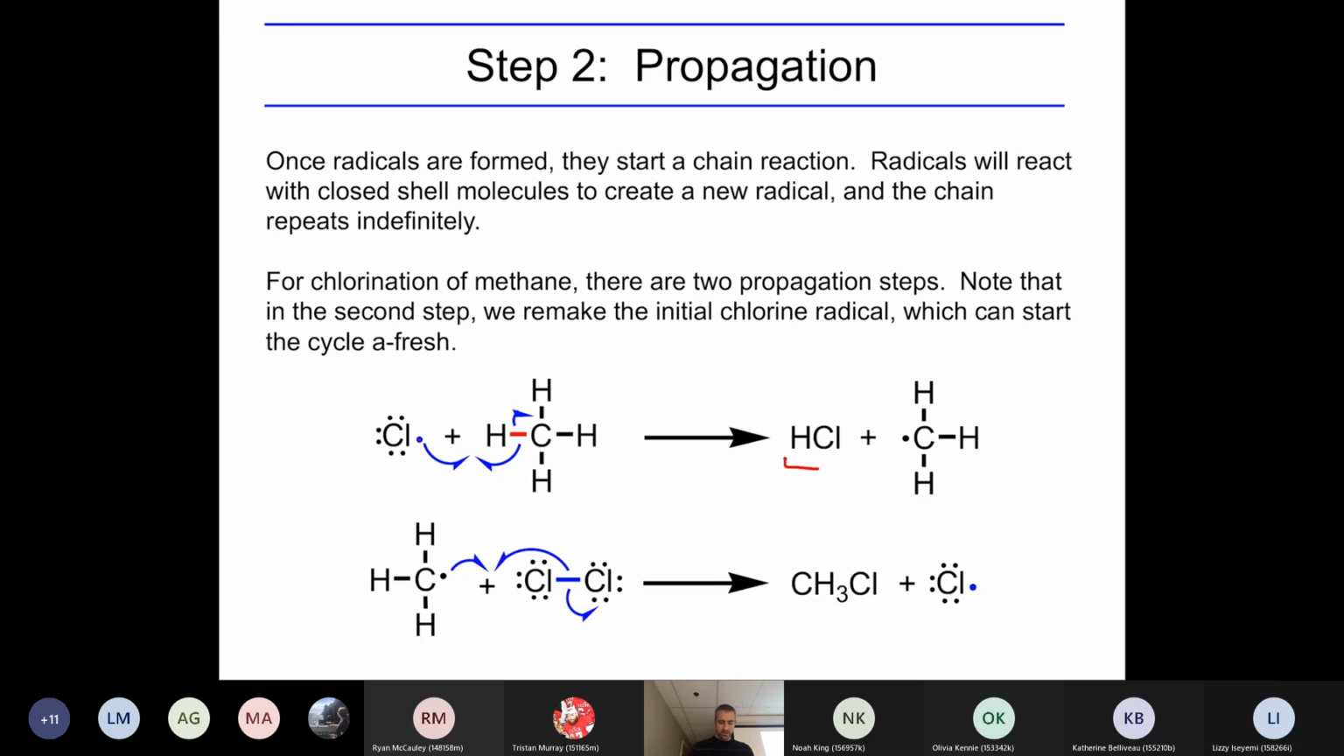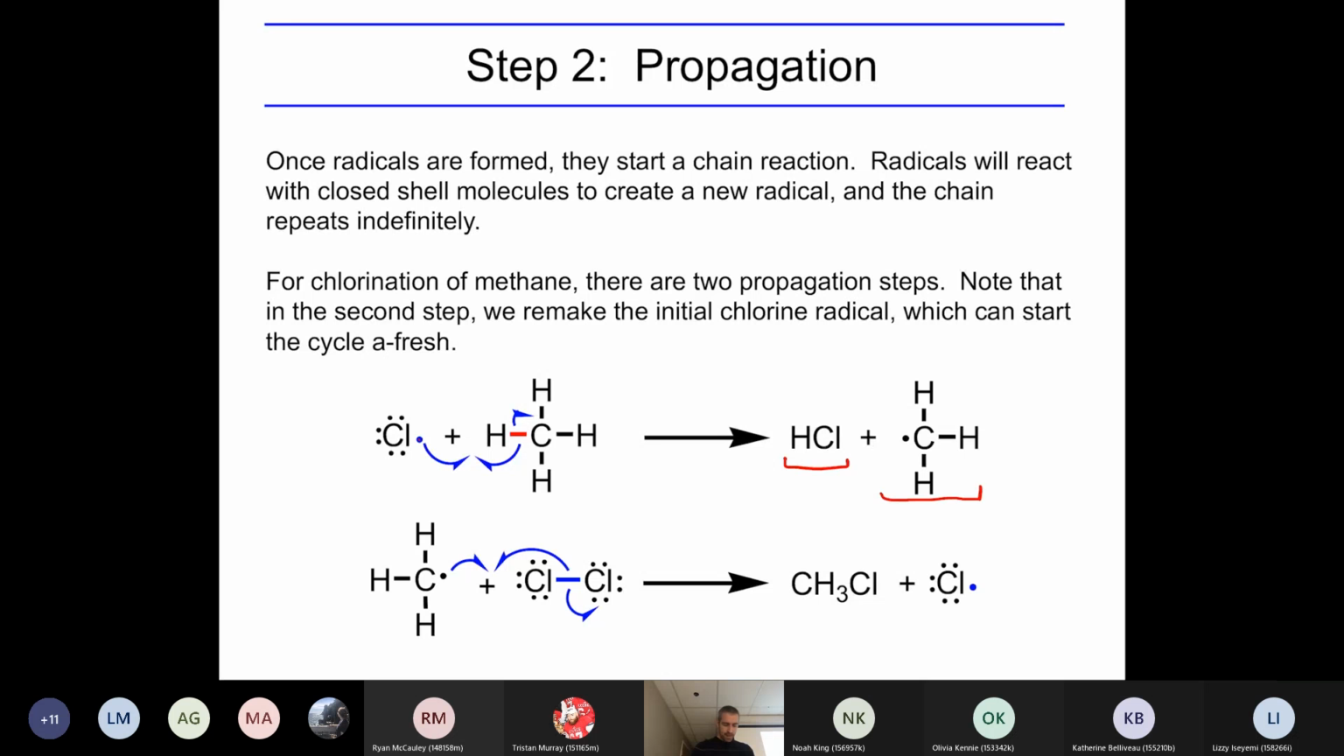So now we have HCl. We say this is a stable molecule. It's closed shell. Closed shell means everything has a full octet, except for hydrogen, it only has a duet, right? It only has 2 electrons. But we've created another radical in the process. All of these steps, we call these propagation steps. They start with a radical and they end with a different radical.